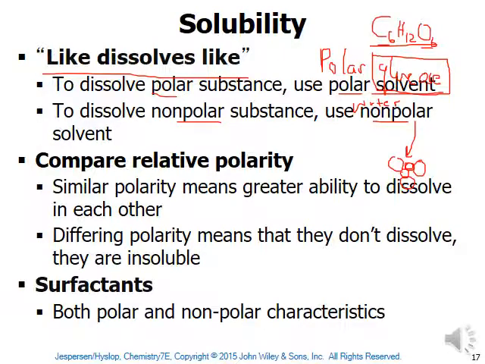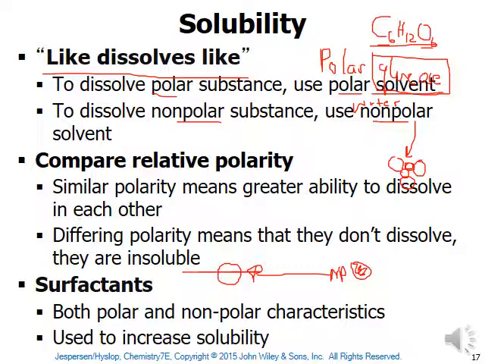And surfactants, like detergents or soap, can make nonpolar and polar things interact. If you have a polar molecule here and a nonpolar molecule over here, there's no natural attraction between them. But if you take a detergent that has a polar end on it and a nonpolar end on it, it can bridge the gap between the two and have polar and nonpolar things interact with each other.